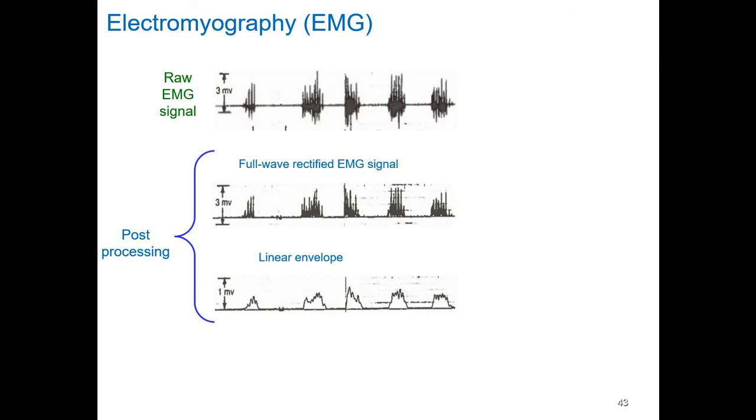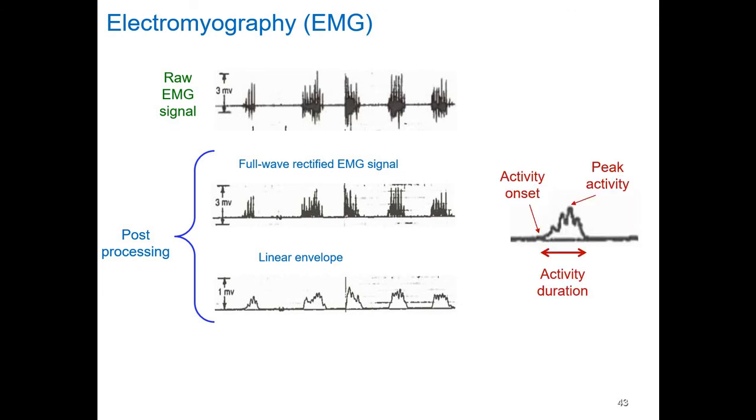So once you've performed these post-processing steps on the data, what does that leave us with? Using the post-process signal, we can measure things like the moment at which activity starts in the muscle, and the time of and level of peak muscle activity. We can also measure things like the duration of muscle activity.